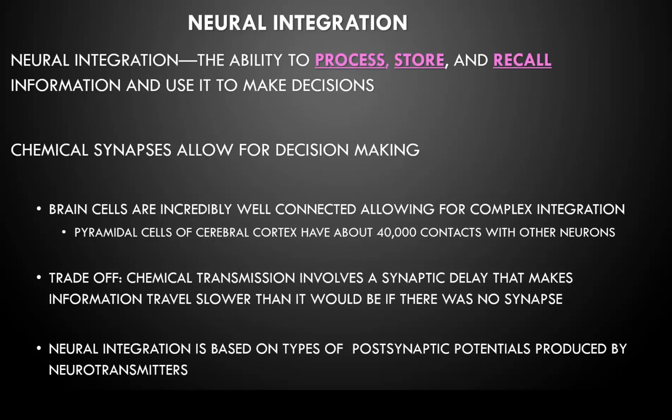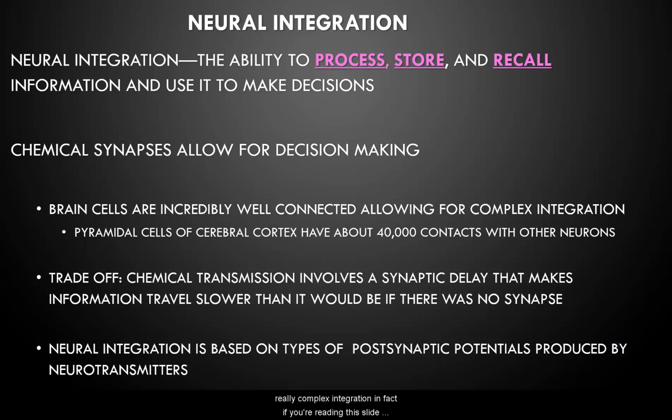Okay? The next thing I want to talk about is neural integration. Neural integration is the ability to process, store, and recall information and use it to make decisions. Chemical synapses allow for decision making. The ability to process, store, and recall memories is through chemical synapses, and the brain cells are incredibly well connected, allowing for really complex integration.